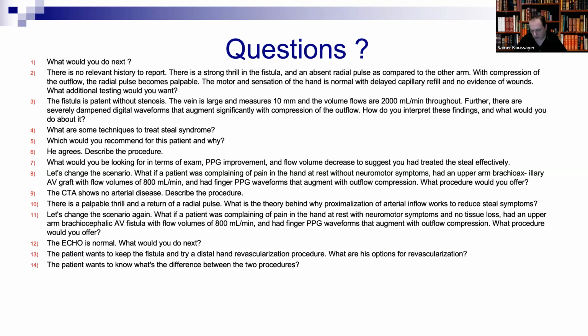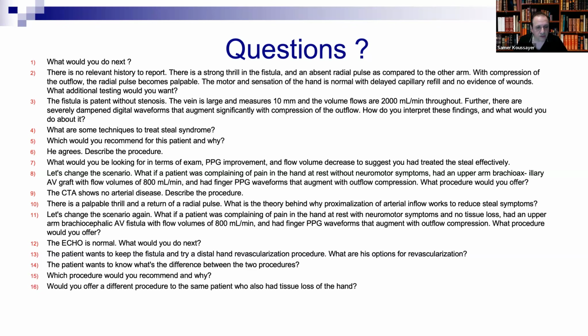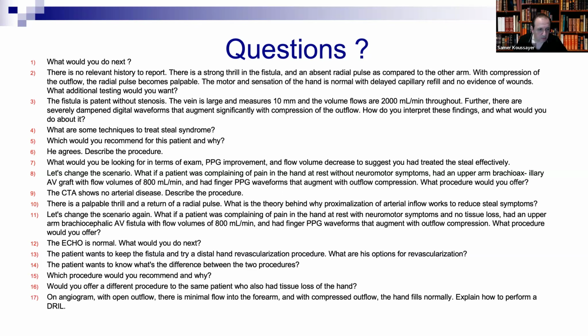All right, we are getting very close to the journal club, so we have to finish. What would you recommend and why? Would you offer a different procedure to the same patient who has tissue loss? Yes, we do a DRIL. If there's no tissue loss, we do a RUDI procedure. On angiogram with open outflow, there is minimum flow into the forearm, and with compression flow, the hand is normal. Explain how to perform the DRIL procedure. We talked about it. What would you do if you have the same patient with tissue loss and an ejection fraction of 35%?